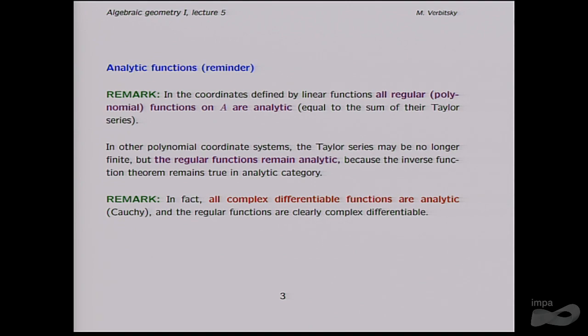I mean, the whole proof doesn't care if you have C^n class, it will give you a C^n diffeomorphism. C infinity, it will give you C infinity. Analytic, it will give you analytic. So these coordinates really give you analytic coordinates, and all polynomial functions in these coordinates are analytic. With Cauchy it's easier. Do you have any questions?